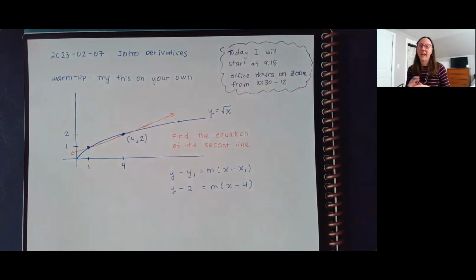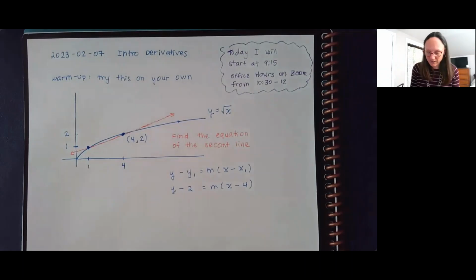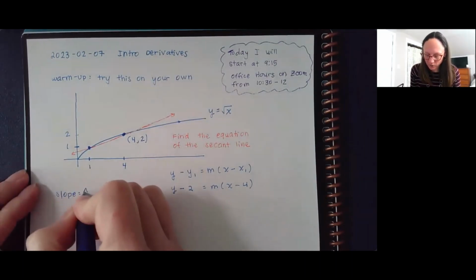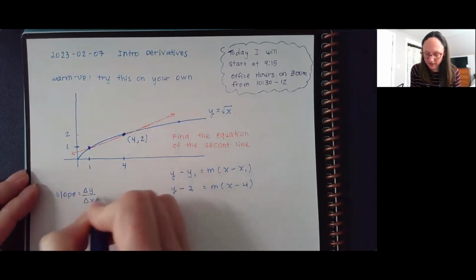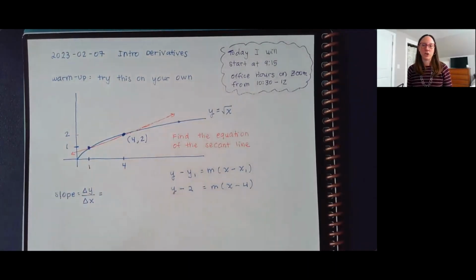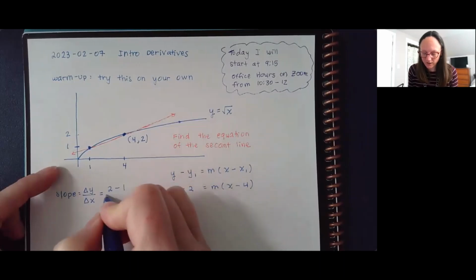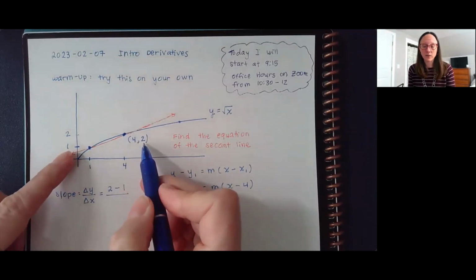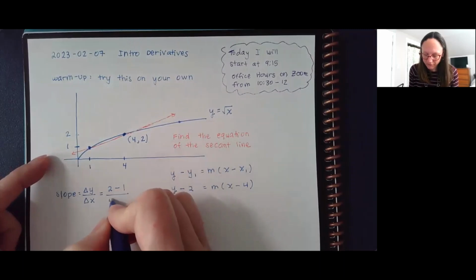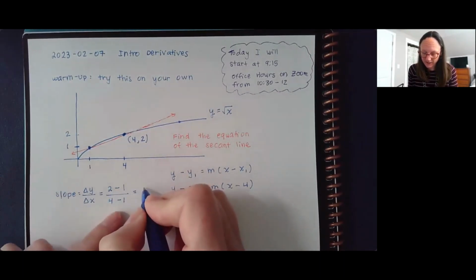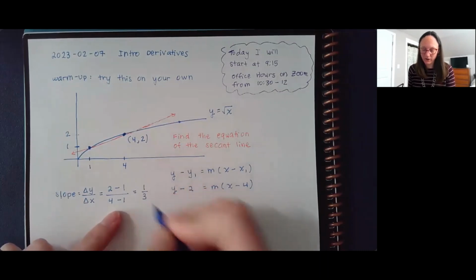The next step for any equation of a line is I've got to figure out what the slope is. Here, because I've got 2 points, I'm going to get my slope by looking at the change in y over the change in x. Doesn't matter which order you do these in, it just matters that we keep the order the same. So I'm going to write this as 2 minus 1, the difference of the 2 y values, over 4 minus 1, the difference in the 2 x values. That's going to leave me with 1/3.